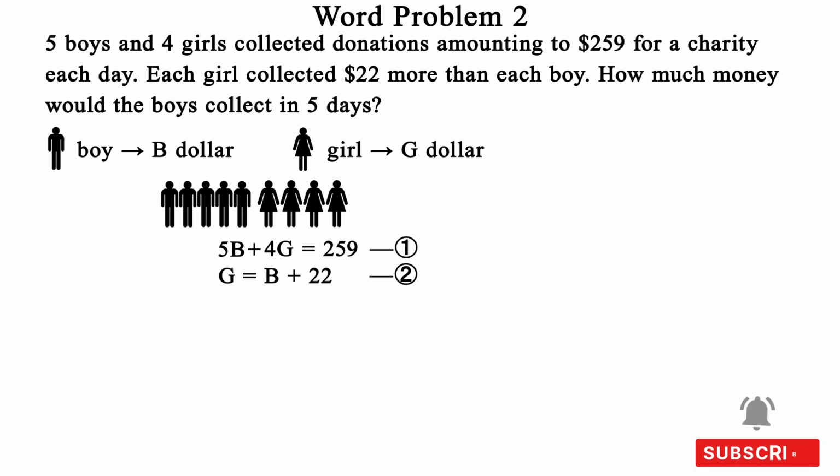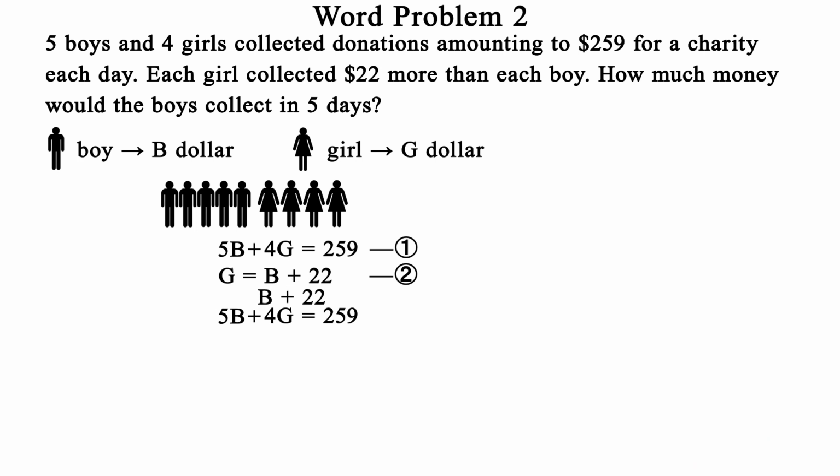Now we can solve them by substitution or elimination. But in this case, because my G is by itself, substitution is going to be easier. So what I will do is, the value of G, which is B plus 22, I'm going to substitute in my other equation, 5B plus 4G equal to 259. I'm going to substitute G equal to B plus 22.